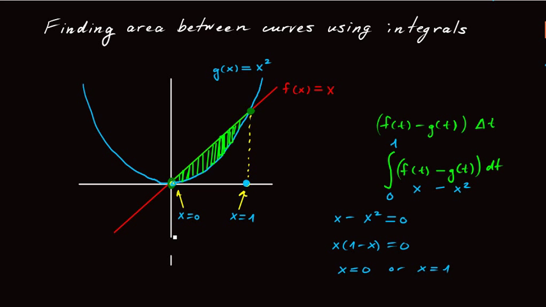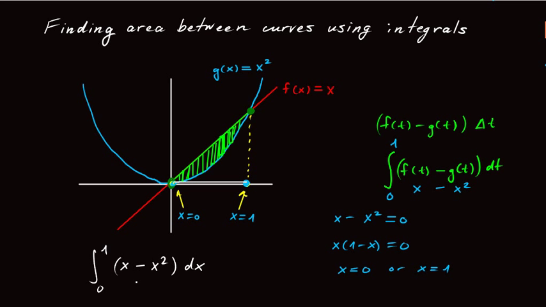To sum up, the integral I want to consider is the integral from 0 to 1 along this interval of the difference of the top curve, which is x, minus the bottom curve, x squared, dx. Okay, so I've expressed the area as a definite integral.